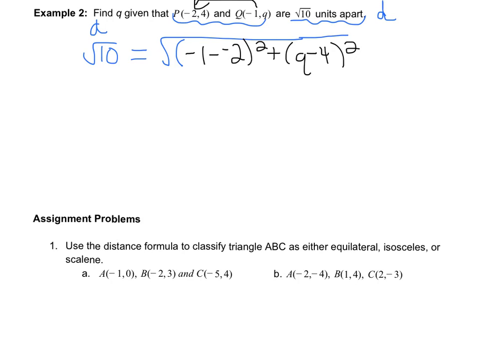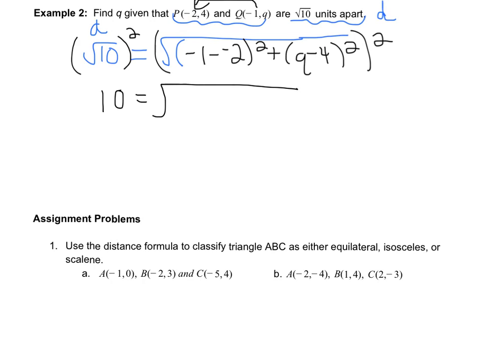Now, each side is under a square root. To undo that, you can actually square both sides. That will undo a square root. They're the opposites of each other. So now I'm just left with 10 over here. I'm going to simplify a little bit in this spot. So I've got 1 squared. That will go away on the other side. So now I've just got here 1 squared plus q minus 4 squared.